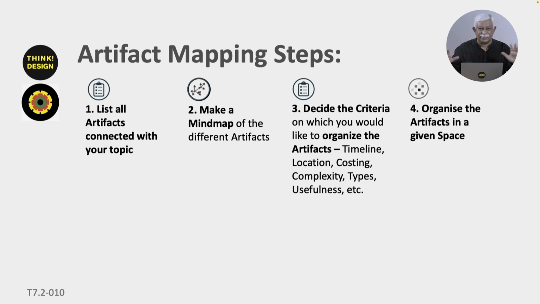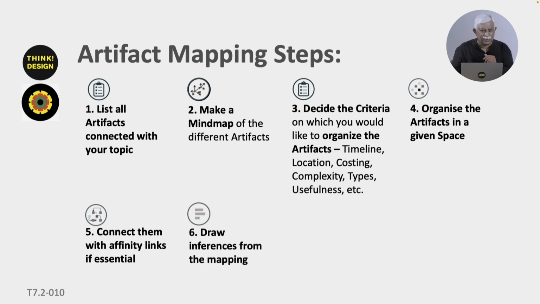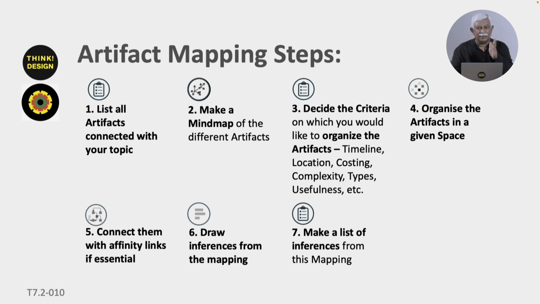And you organize these in the given space, connect them with links if it's essential, draw inferences from these mappings. You look at them and you can actually conclude some factors, and make a list of these inferences. So step 1 to step 7, very simple: list, make a mind map, decide a criteria, organize this in a given space, connect them with affinity links, draw inferences, and make a list of it.